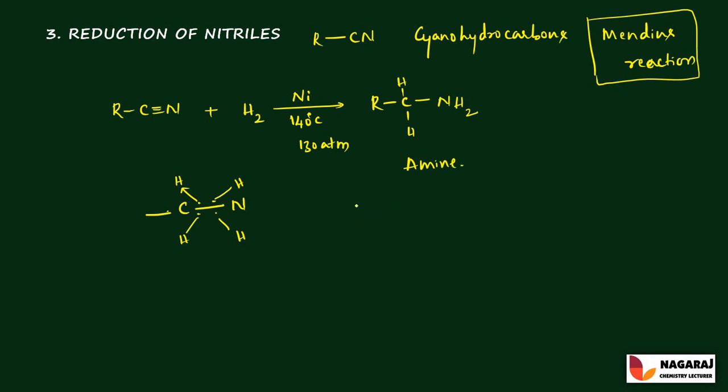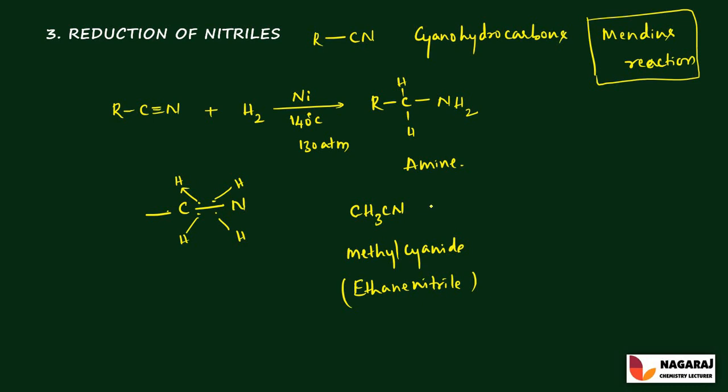For example, let us take methyl cyanide, CH3CN. It is also called ethane nitrile. Ethane nitrile is the IUPAC name. Eth means it contains two carbon atoms, between the carbon atoms there are single bonds, that is ane, and nitrogen is represented as nitrile.